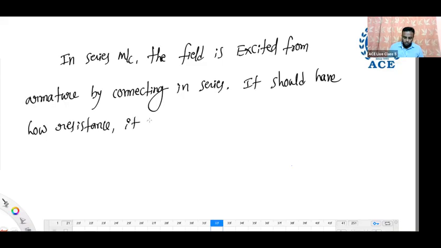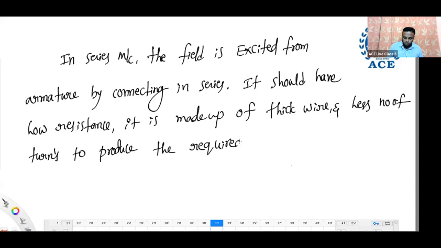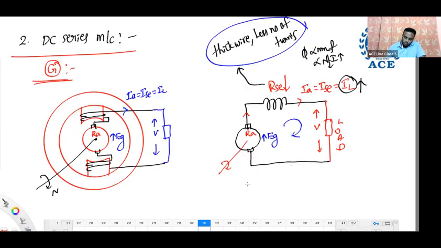It is made up of thick wire and fewer turns to produce the required flux. Now write the KVL equation on this.